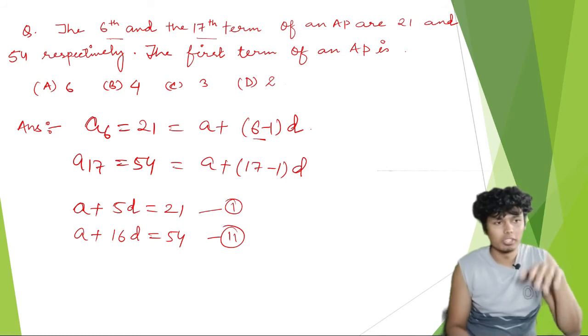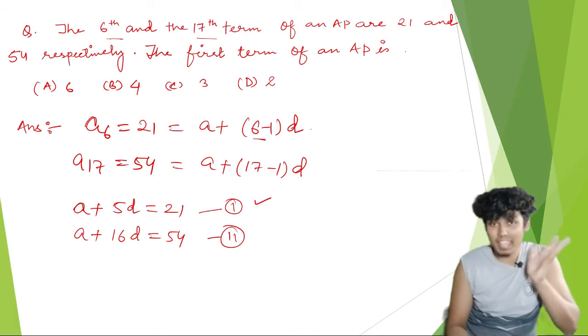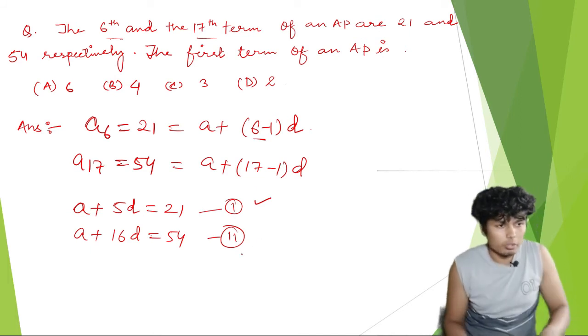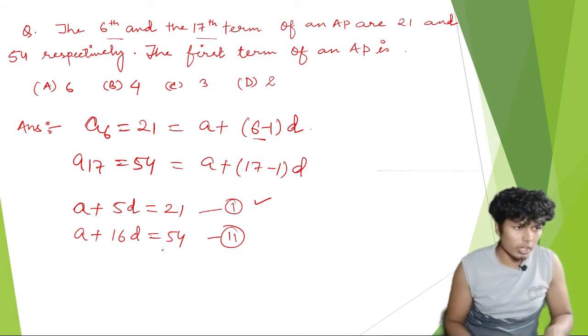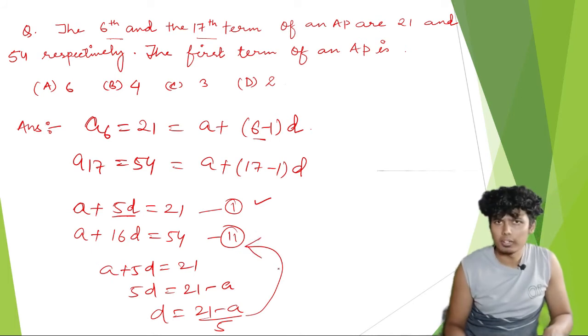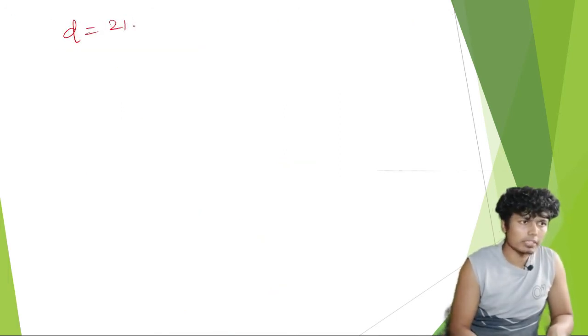So what am I going to do? I'm going to take this first equation. If you know how to solve this, you can do it by any method you know. I will prefer another method, the substitution method. In the substitution method, I need to find the value of d from here and put it there. So a plus 5d is equal to 21, 5d is equal to 21 minus a, d is equal to 21 minus a divided by 5.